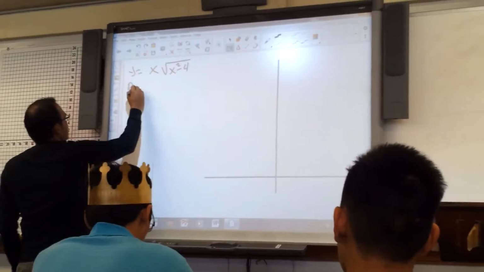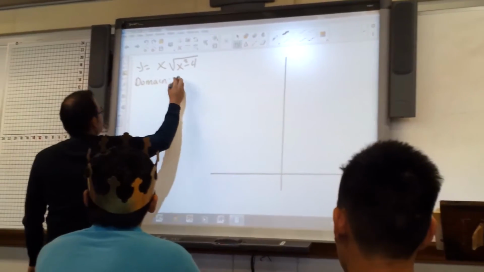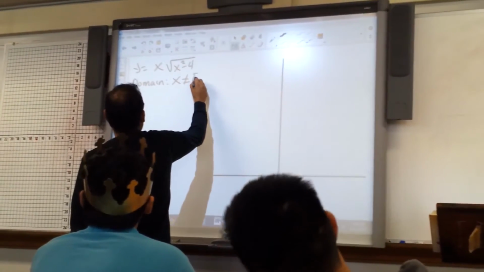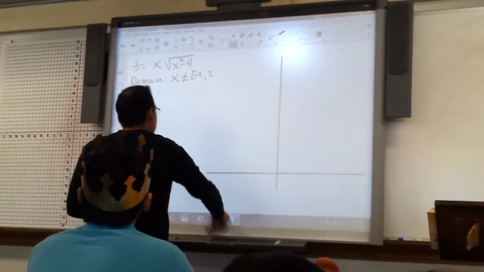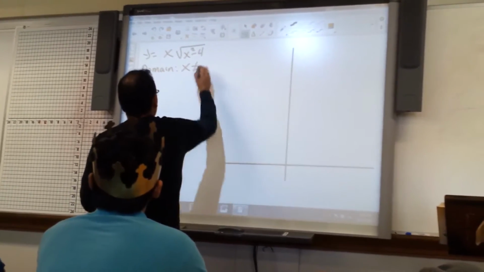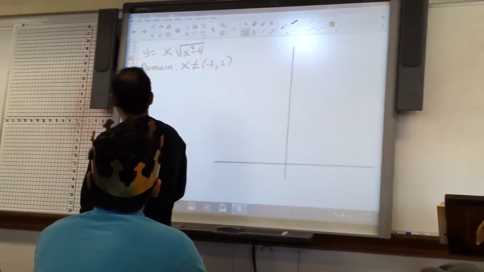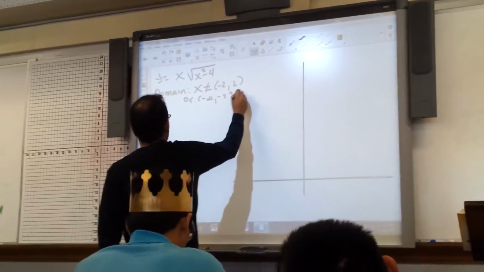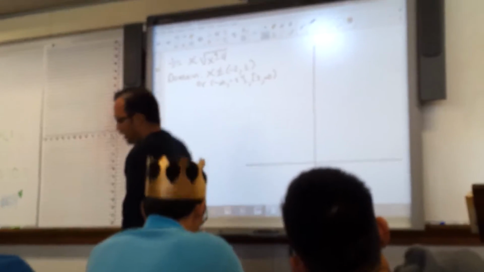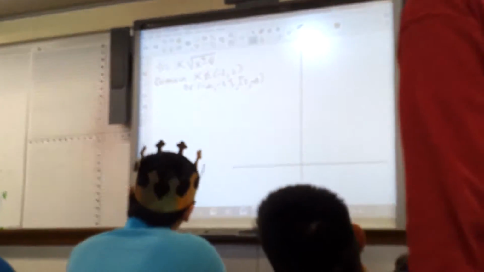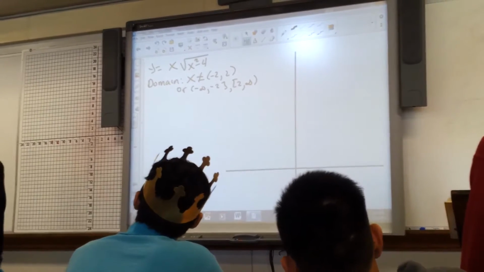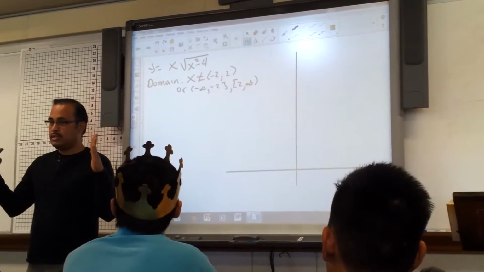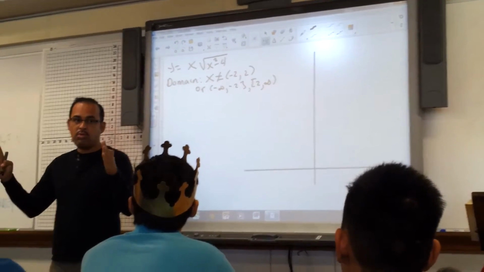What's the domain for this one? X is greater than... Like that, right? Either way, it means the same thing. To state a domain, you could say what it cannot be or what it could be. So what's happening between -2 and 2? Nothing, right? There is no graph between -2 and 2.